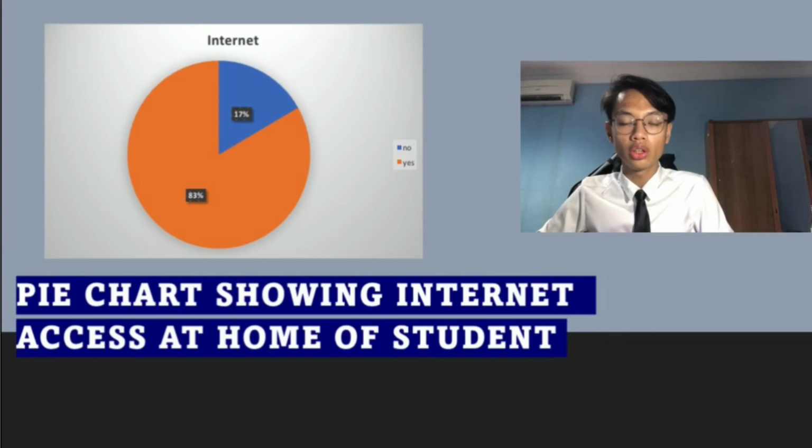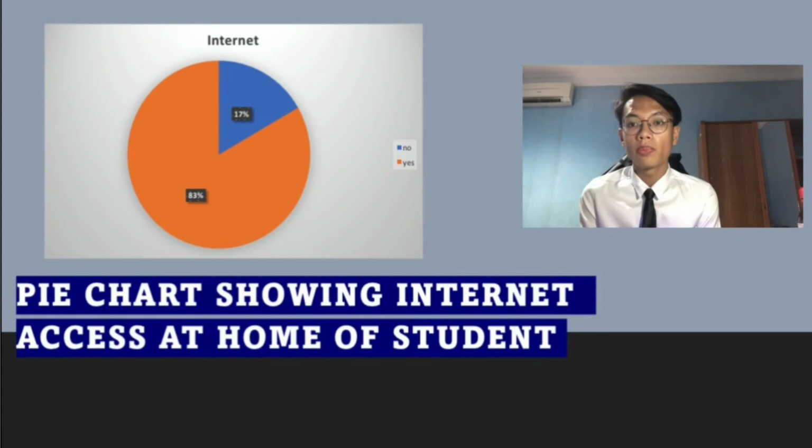Today I will continue my part based on the pie chart figure showing the internet access at home of students. The pie chart shows the internet access at home of students from the Portuguese language course of UM. There were 150 students who answered the survey.